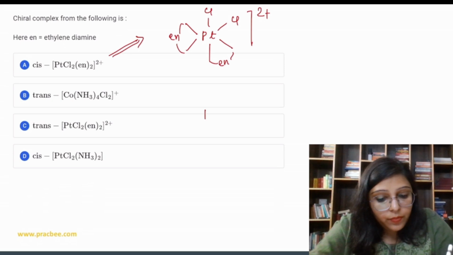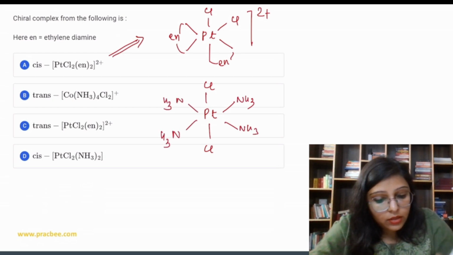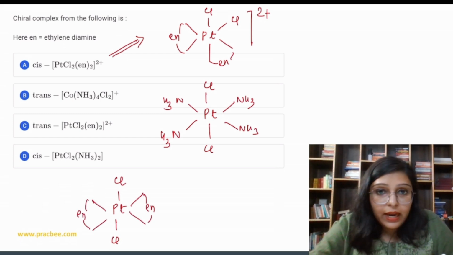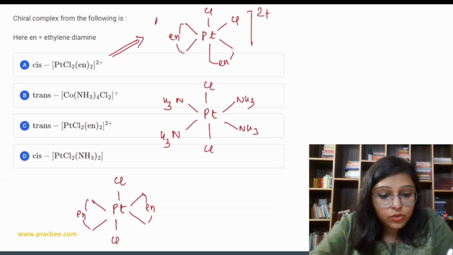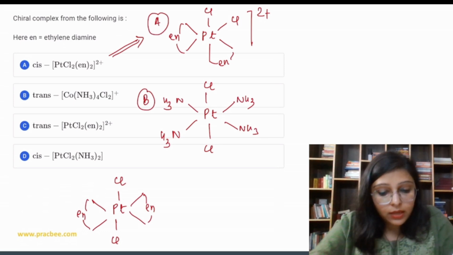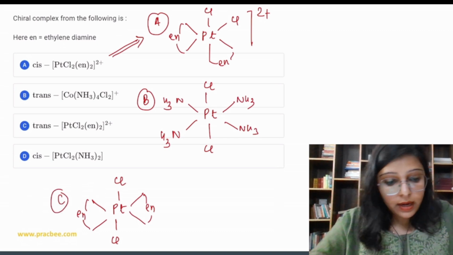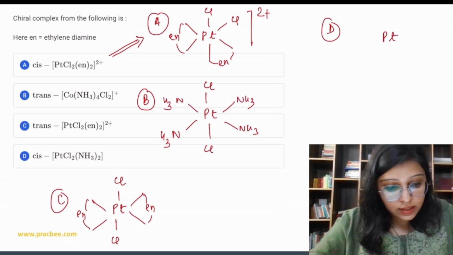Then we have the trans form of this one, Cl, Cl, then NH3, NH3, NH3, NH3. Then we have PtCl2(en)2, that is the trans one. Let me write: this is option A, this is option B, this is option C, and let me write option D. So option D is Pt cis Cl Cl.